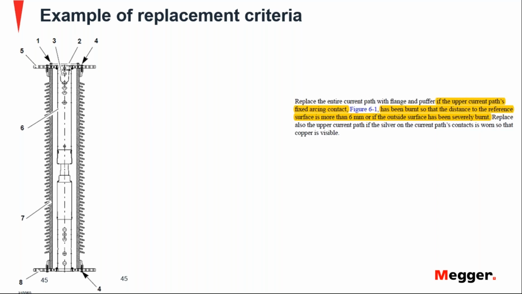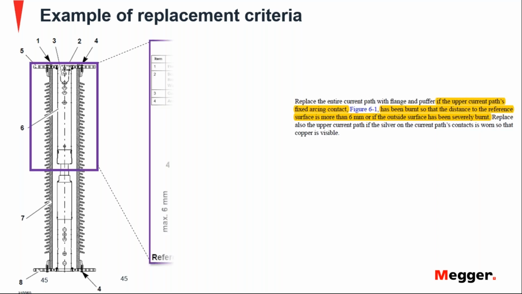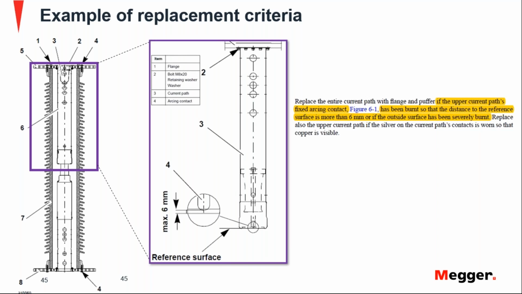So what are they talking about? They are talking about this section, and here they show the reference point, the reference surface, and the maximum that the arcing contact can go inside, or the wear length, is a maximum of 6 millimeters. How to determine that?